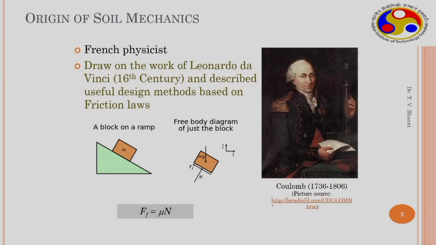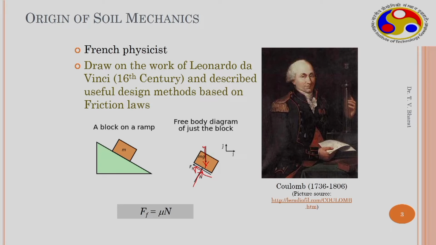Let us begin by understanding the shortcomings of our soil mechanics for understanding the soil behavior. It all starts with Coulomb, who proposed the friction laws, which can be described by a simple mechanism where a block is sliding on a ramp, which has a weight component, and there is a frictional resistance that is offered, and there is a normal component which is acting on this block.